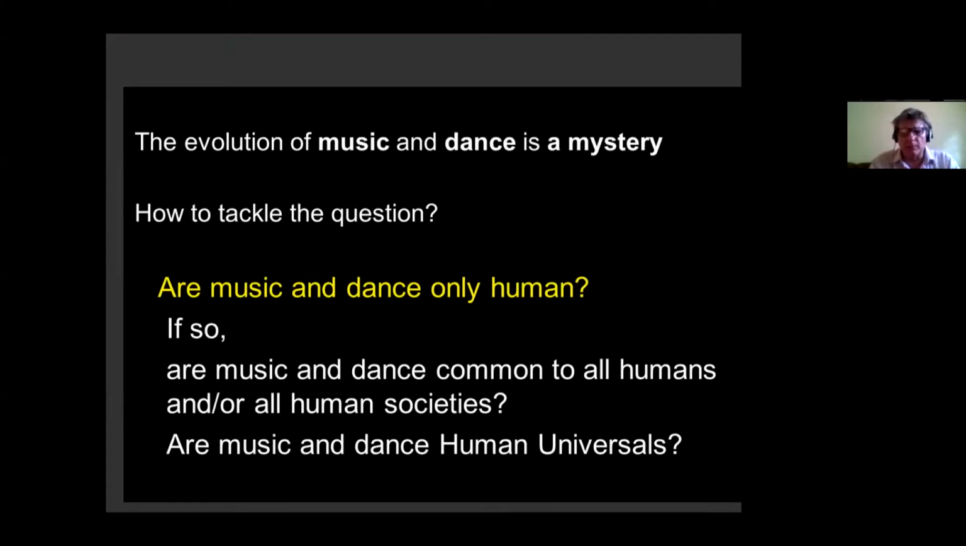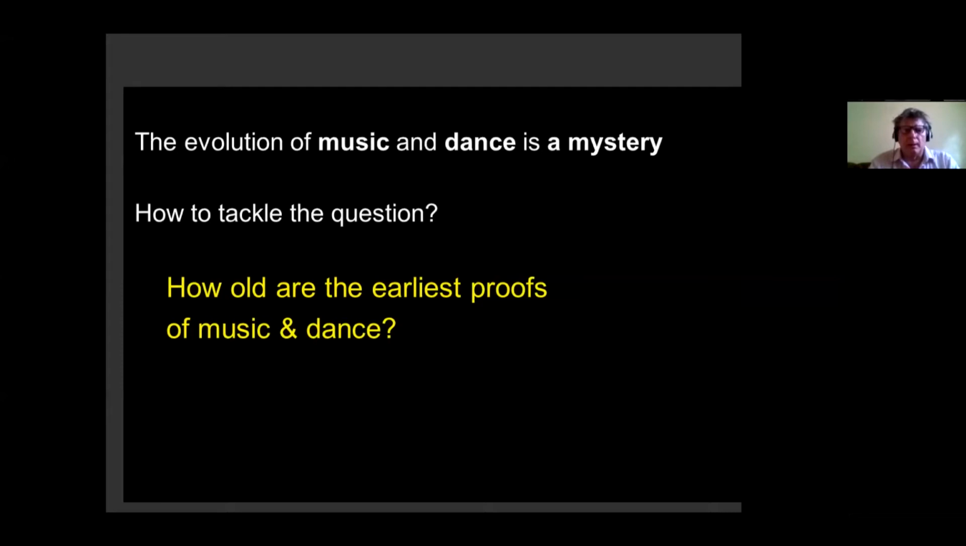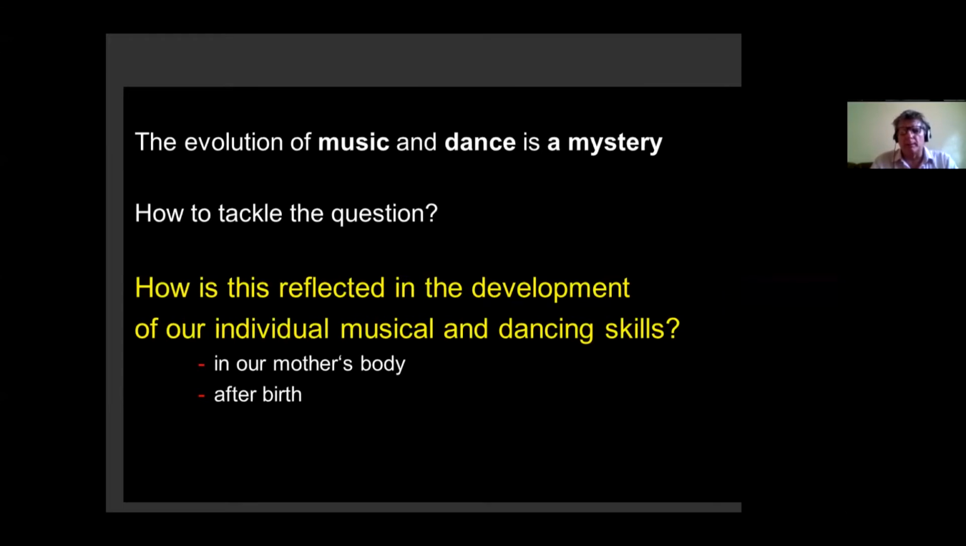Once we have established the attributes of music and dance, then we can also ask ourselves if music and dance are only human or if animals have musical capacities. And on the other hand, if all humans are musical, or at least all human societies. This is what is usually called a human universal. Further, we would like to ask how old the earliest proofs of music and dance in human beings are, and how this might be reflected in the development of our individual musical and dancing skills inside our mother's body, the so-called womb, and during our lifetime.